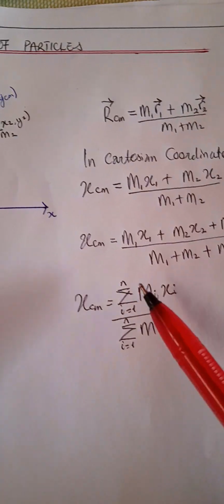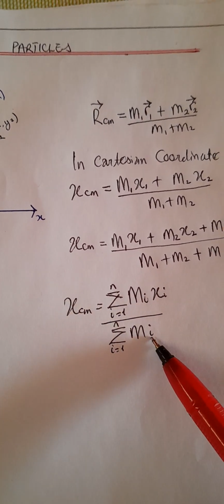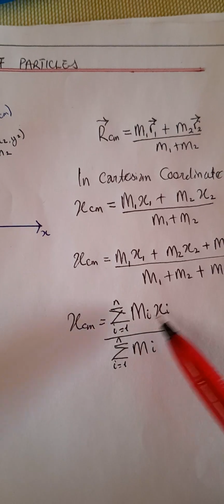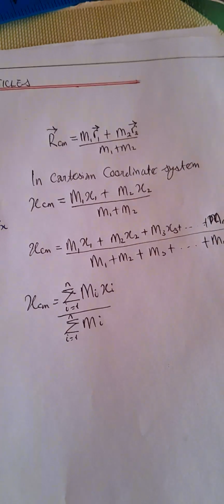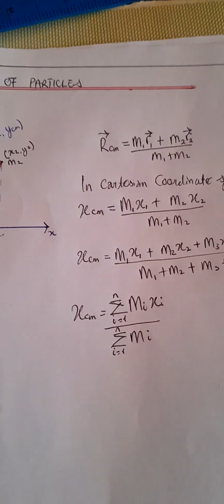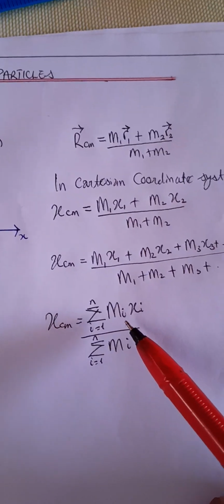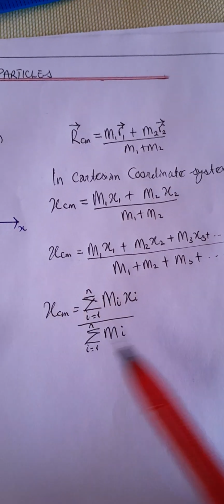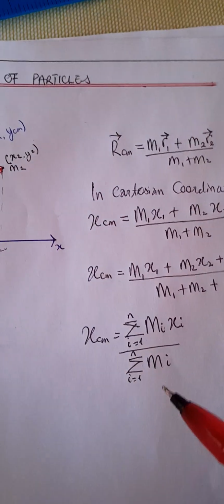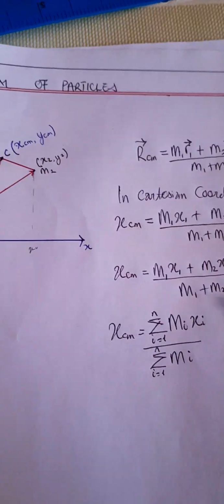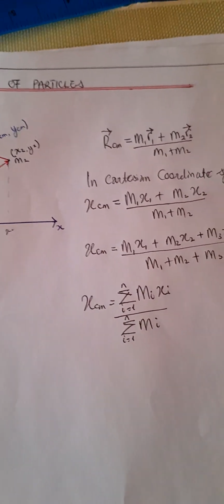Let me break it a little bit. If i is 1, I'll have m1 x1 over m1. Can we see it here? And this summation sign means it's continuous. So if I was considering, let's say, two particles, I'll have m1 x1 plus m2 x2 over m1 plus m2. That's what we have here. So this formula is the general formula if we're having more than two particles or more than three particles.